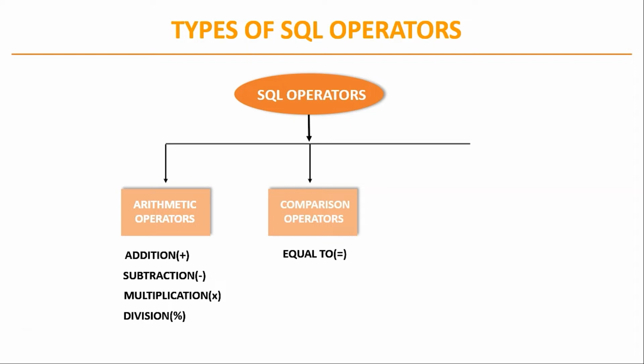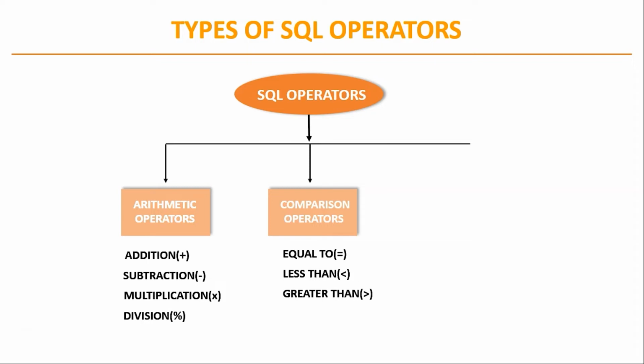The first one is equal to. SQL equal to operator is one of the popular and most frequently used operators in SQL queries. It shows only that data which matches the specified value in the query. Less than. The less than operator in SQL shows only those data from the database tables which are less than the value of the right hand side operand.